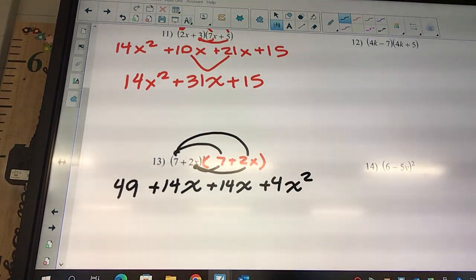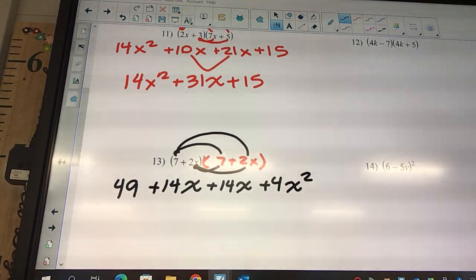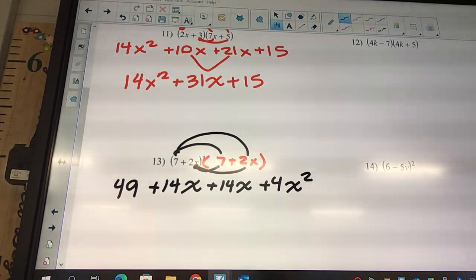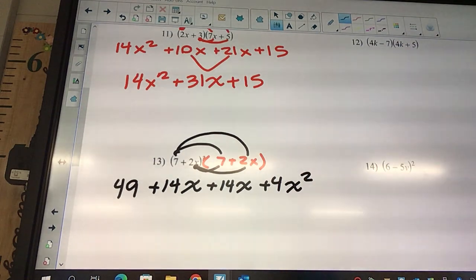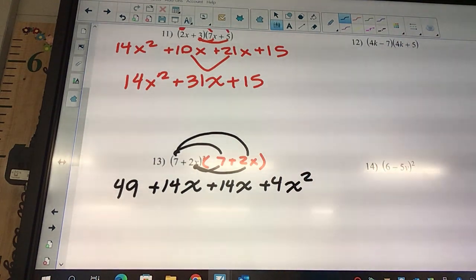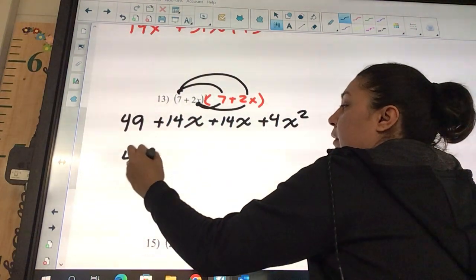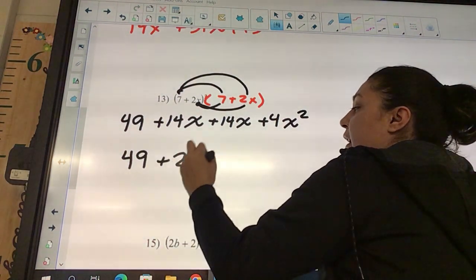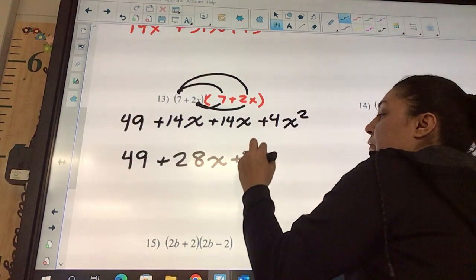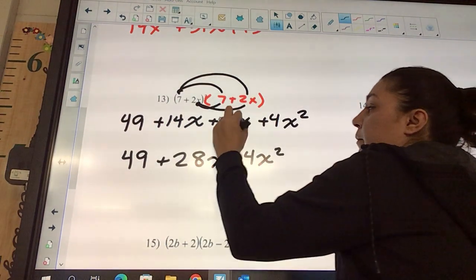Okay, and then we look at this and say, well, what can we combine? The 14 and the 14. What is 14 plus 14? 28. So this is going to look like 49 plus 28x plus 4x squared.